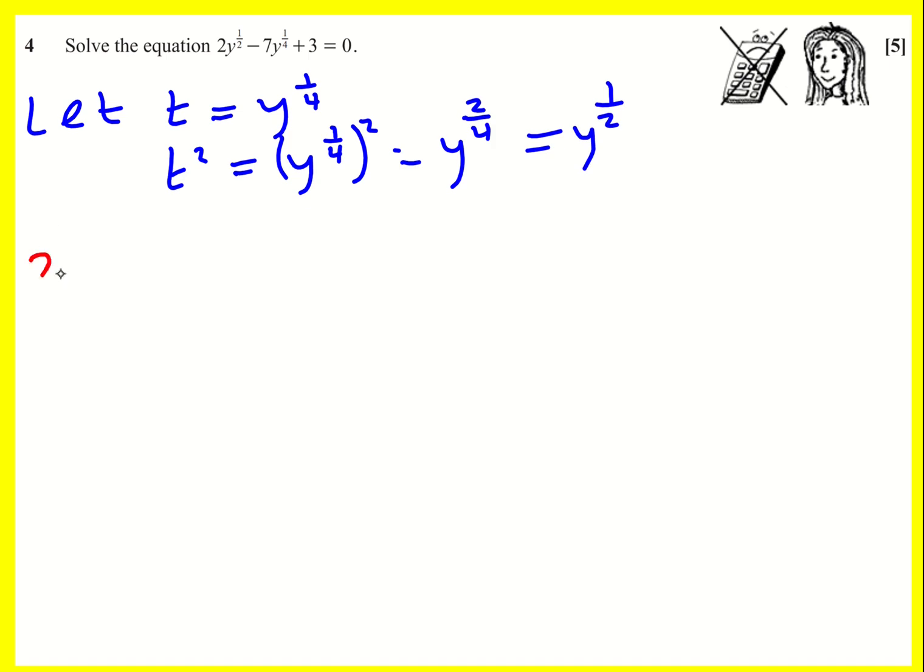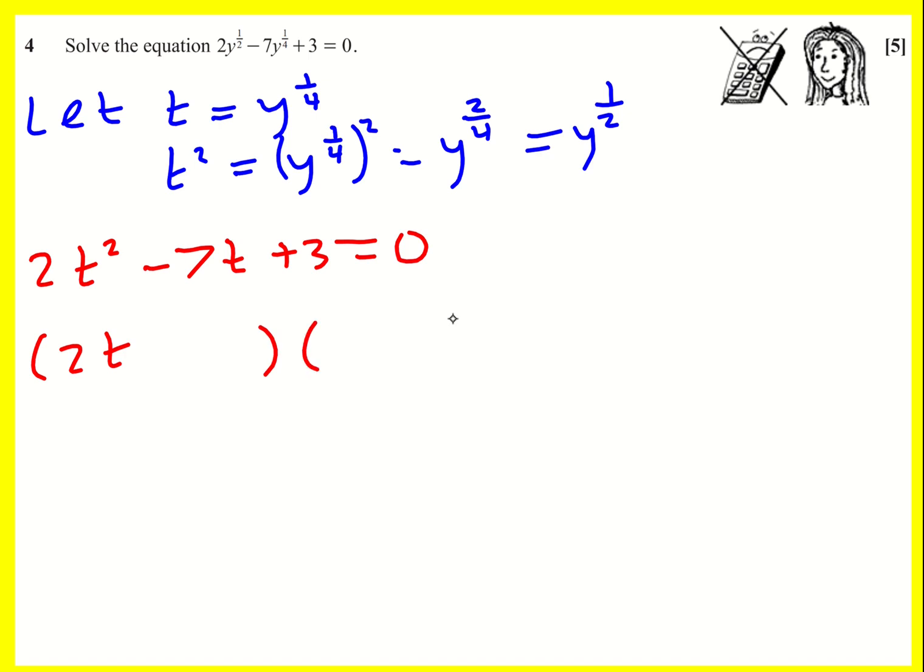We can now write down that it's 2t squared minus 7t plus 3 equals 0, and we've turned it into a quadratic by substitution. Let's try and factorize it now. So if this is going to factorize, we're going to have a 2t and a t in some order. Makes sense to just put the 2t there. And then I need the two numbers to multiply to give 3 and add to give minus 7. The only way that could be the case is if they're both negative, but I'll ignore that for the moment.